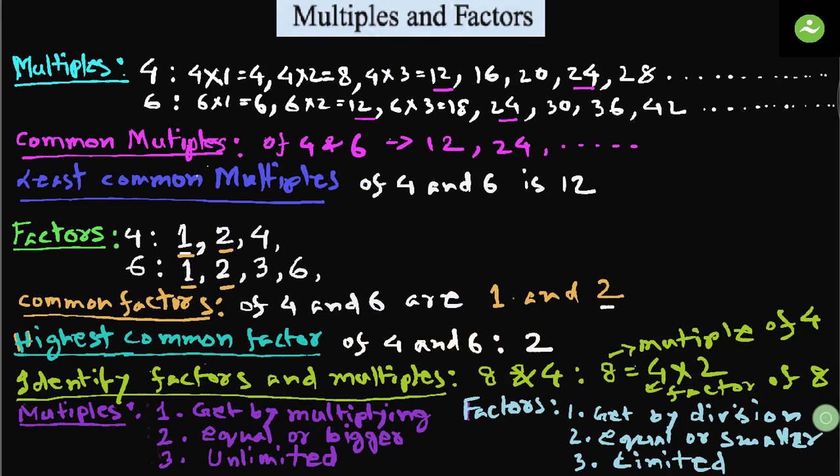We will discuss the least common multiple and highest common factor in next chapters or next videos. The most important thing in the multiple and factor chapter is actually least common multiple and highest common factor. We use these two things for solving many problems, and I will discuss those in next chapters.